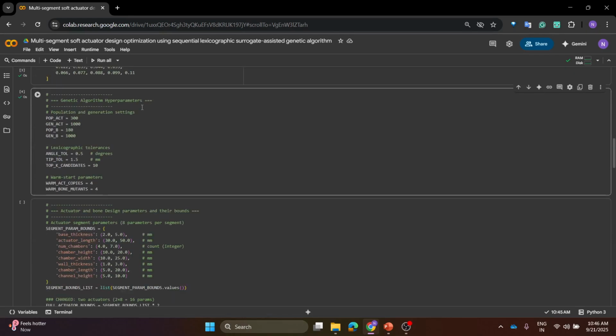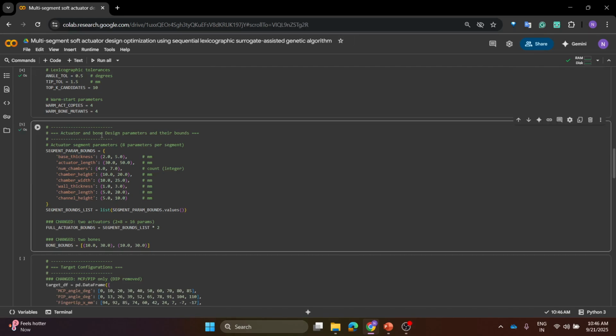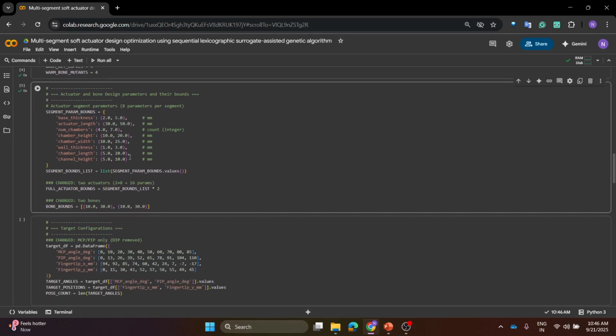These are the genetic algorithm hyperparameters: the population, the number of generations, tolerances, all of these things. These are the actuator and bone design parameters and their specific bounds. So we have defined these bounds in order to restrict the computation of the whole algorithm.